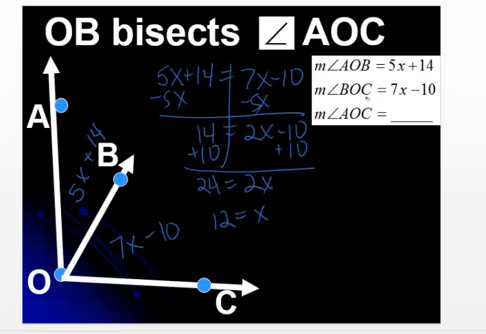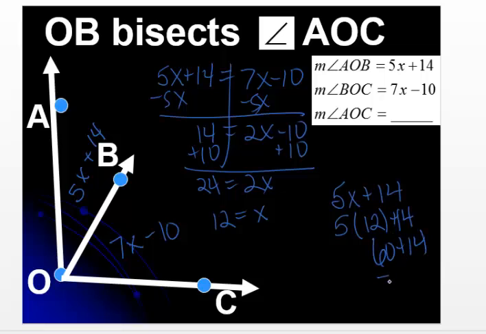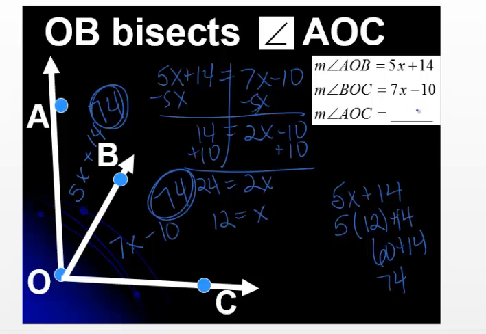This time it asked me to find AOC. I don't have AOC to plug it into, but I have both of these which make AOC. So I can put 5x plus 14, which is AOB, and plug in my 12. That gives me 60 plus 14, which is 74. I know then that this angle is 74 degrees, so that means that this one is 74 degrees because they were equal. And now when I add those together, I will get 148 degrees.